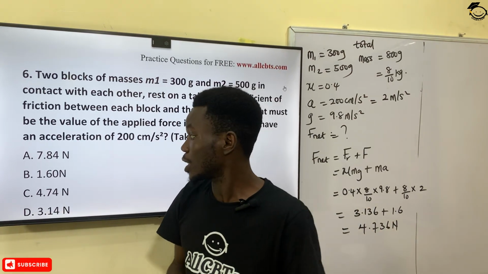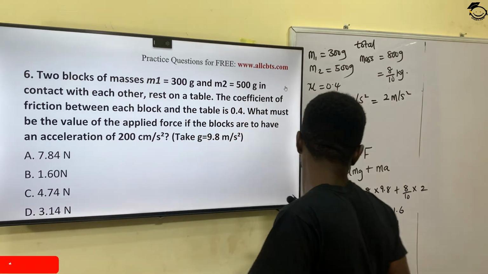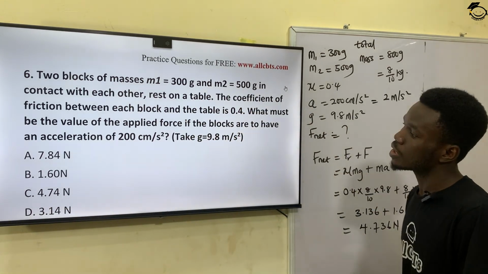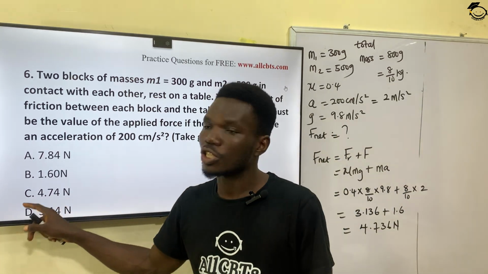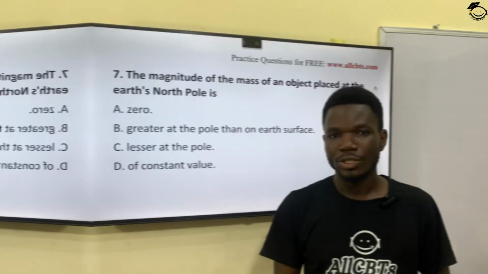4.74 Newton, which is option C. When you approximate this 6 here, you have 4.74, which is option C, 4.74 Newton. That is also the next question.